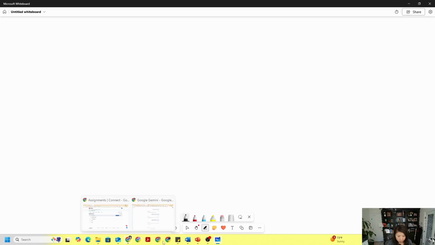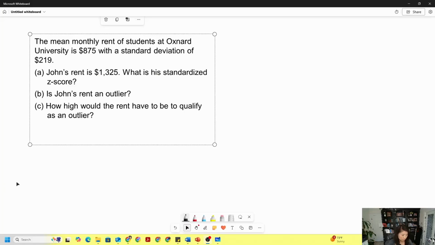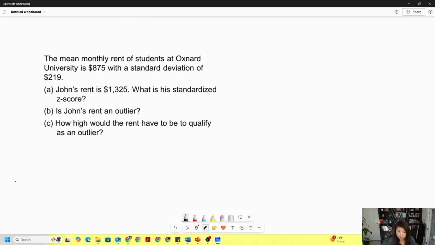Okay, so let me write down the key information. In this equation, it's very important that we always start by writing down the information we know. So the mean is equal to 875, the sigma is equal to 129, and my x in this question is 1,325.